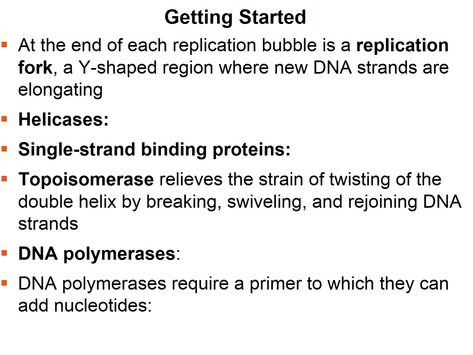So what happens during this process of DNA replication? At the end of each replication bubble is a replication fork. This is a Y-shaped region where new DNA strands are elongating. A group of enzymes called helicases are important. These are enzymes that untwist the double helix at the replication forks, separating the two parent strands.